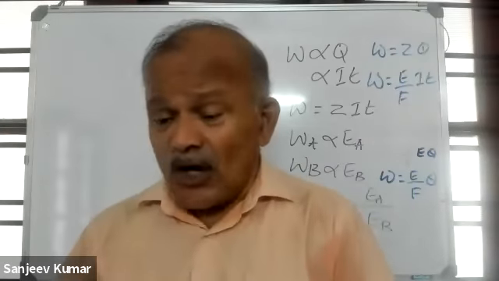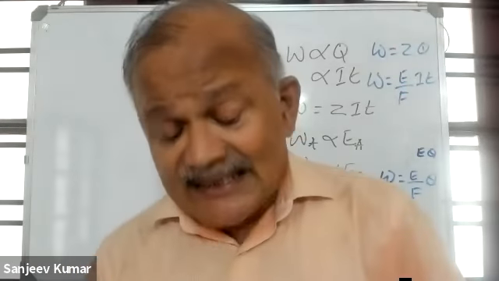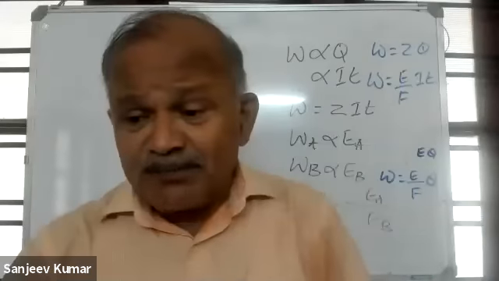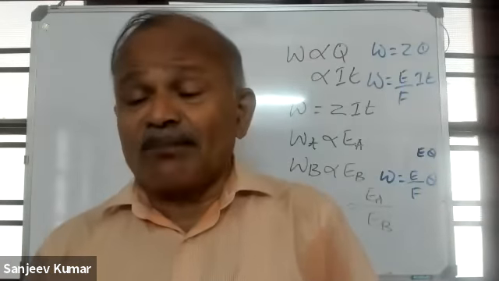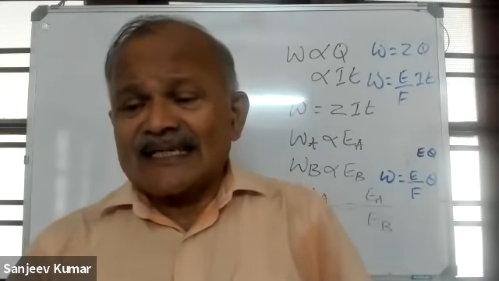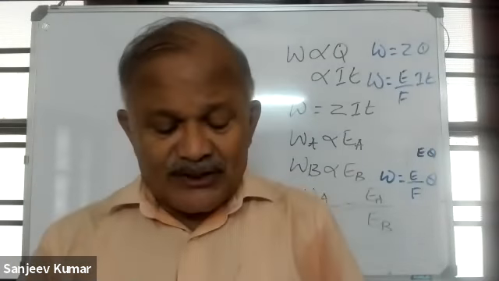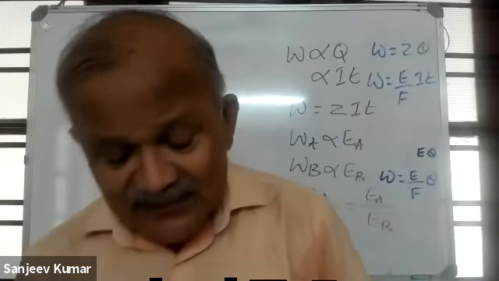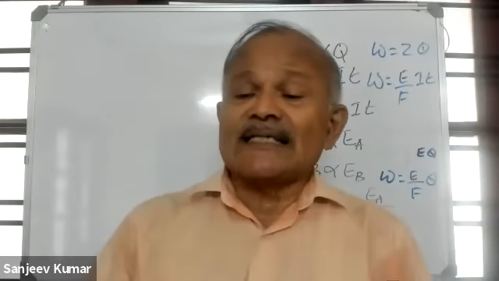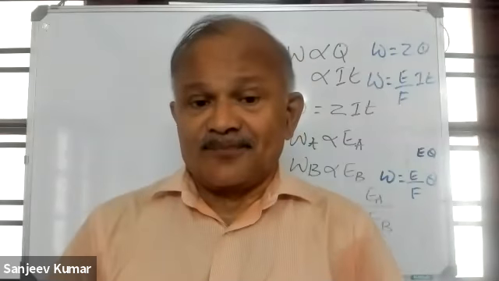Statement B is wrong. Statement C is, specific conductance decreases with dilution. It is true, because the number of ions per unit volume decreases upon dilution, and therefore the specific conductance decreases upon dilution. The fourth choice, equivalent conductance increases with increasing dilution, is also true. Therefore, the statement which is wrong is choice C.